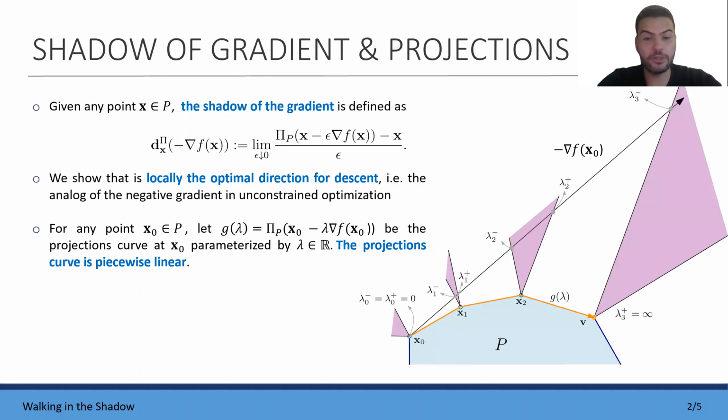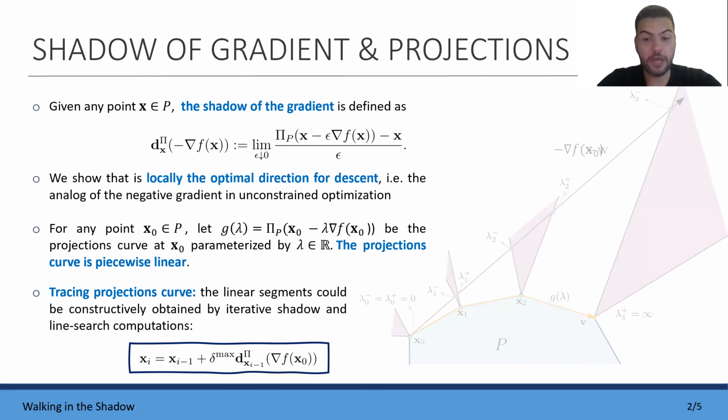We have an example here on the slide where the projections curve is the orange piecewise linear curve with breakpoints xi. We also show that we can trace this entire projections curve iteratively as follows. So given a breakpoint xi minus 1, to compute the subsequent breakpoint xi and the next linear segment of the projections curve, we just need to consider the gradient at x0 and note that we're not changing the gradient here, and we compute the shadow at xi minus 1 with respect to that original gradient direction. And then we do a line search for feasibility to obtain the next breakpoint xi and the next linear segment of the projections curve.